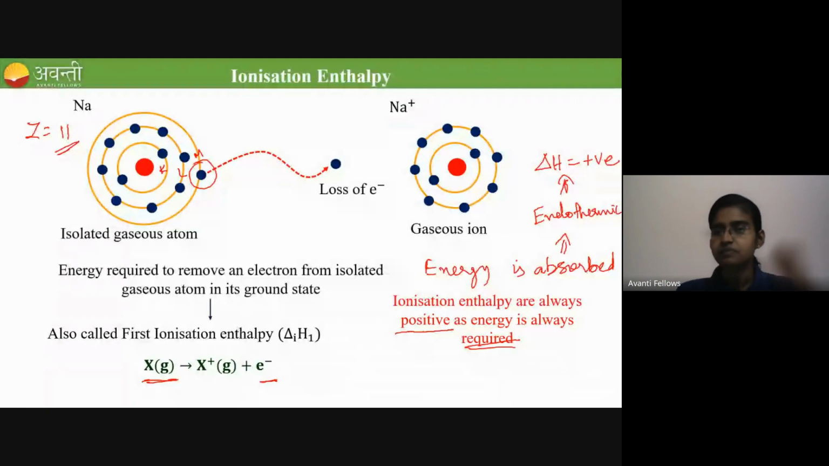Got it? Any doubt from this? So all these points are very, very important. Ionization energy value will always be positive and the process will always be endothermic in nature since the energy is getting absorbed by the system. Got it? Shall we continue this ionization enthalpy with one more atom? If you're having any doubt, just put it in the chat box.